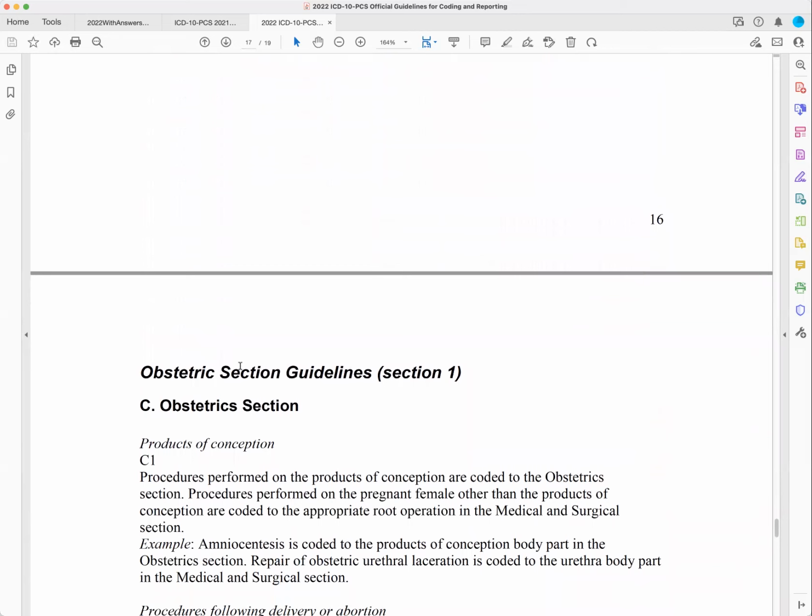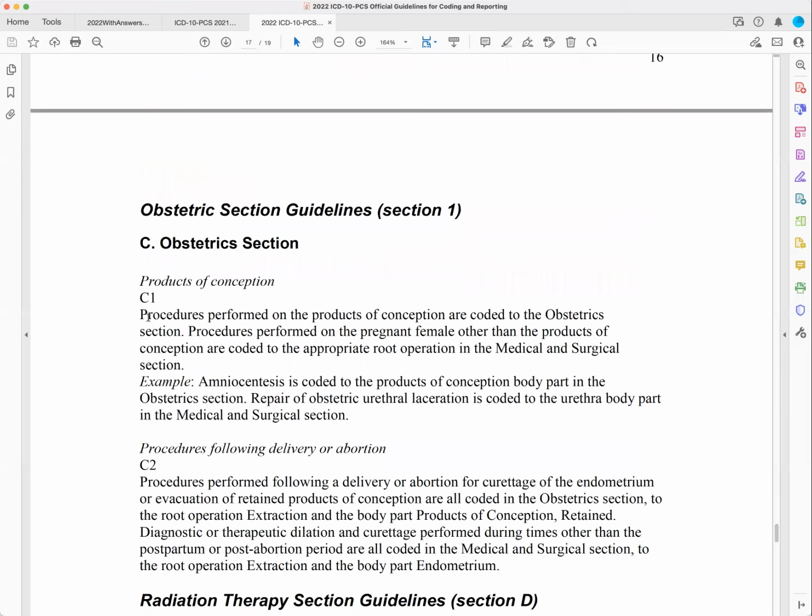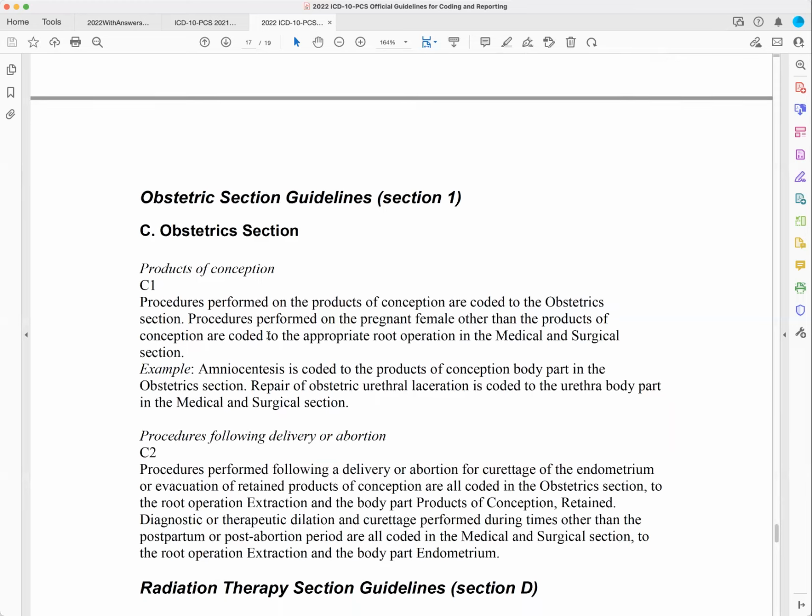Next, we have a few guidelines on obstetrics section. It kind of gives you definitions of what the products of conception are. So when you're in there coding obstetrics section, that's something that you really have to understand, because for procedures performed for OB, you have to know, is it a procedure that was simply performed on a pregnant female, in which case you would be coding it to some other section of PCS, versus a procedure that is performed on the products of conception. So only procedures performed on the products of conception are coded in the obstetrics section.